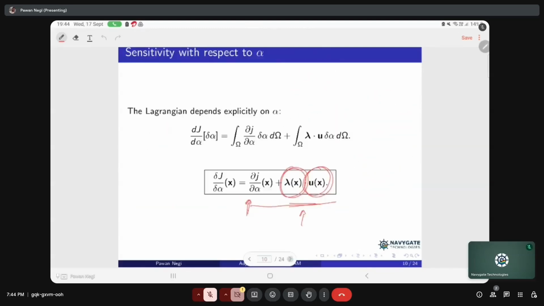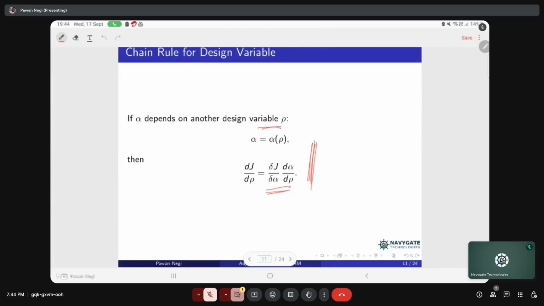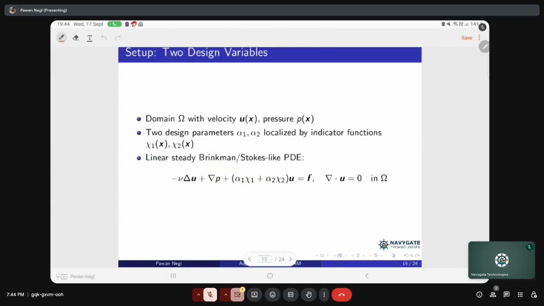In order to explain this, we'll assume, what if the design variables are 2, not 1? In that case, what will happen? When we have 2 design variables, how will the direct method look?